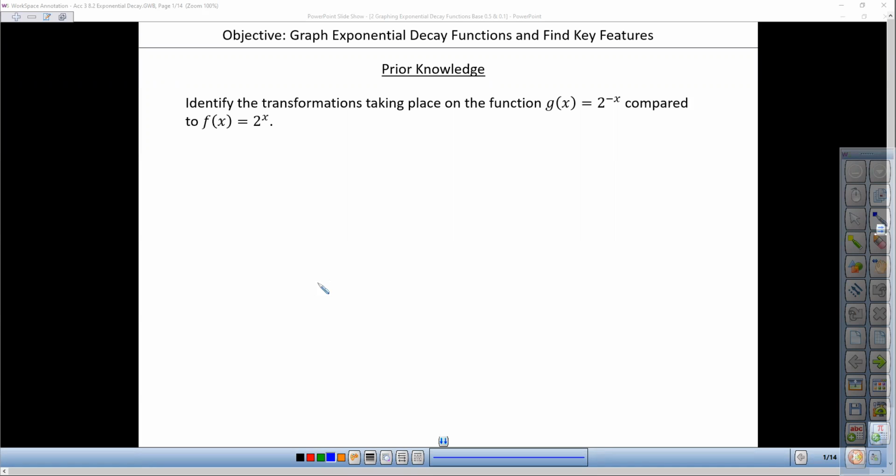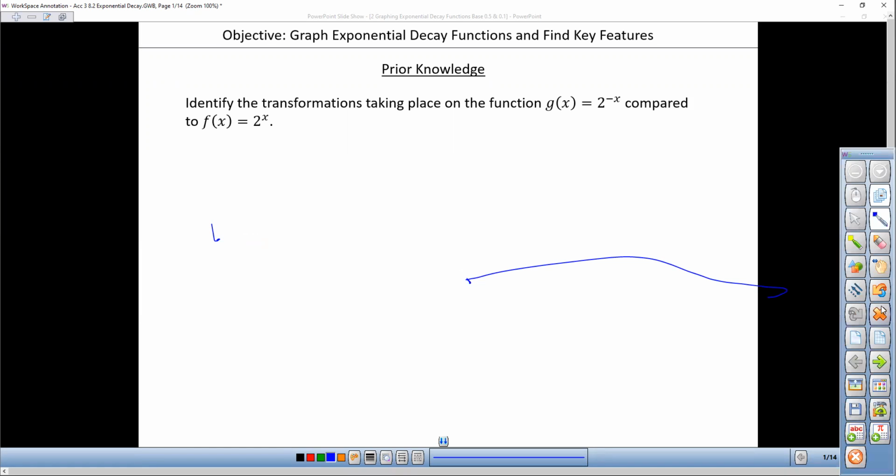In this lesson, we are going to look at how to graph exponential decay functions using our knowledge of transformations. We're also going to look at how to identify some key characteristics of the function, either using the function itself or the graph of the function.